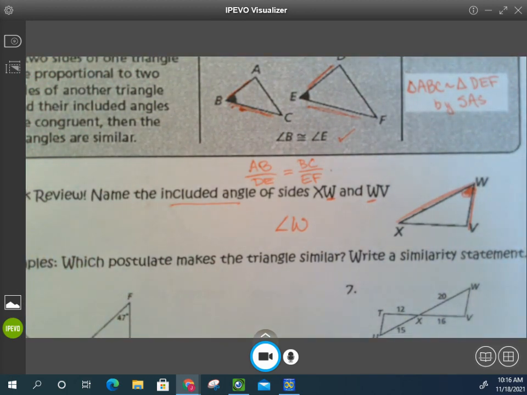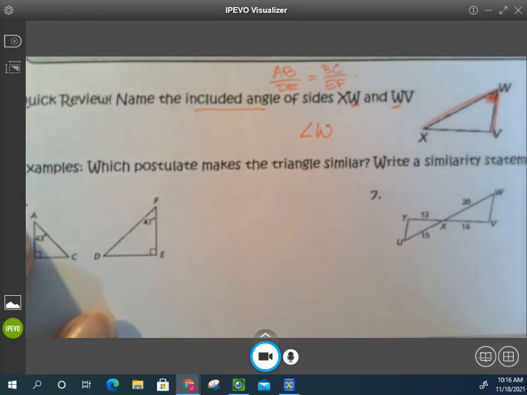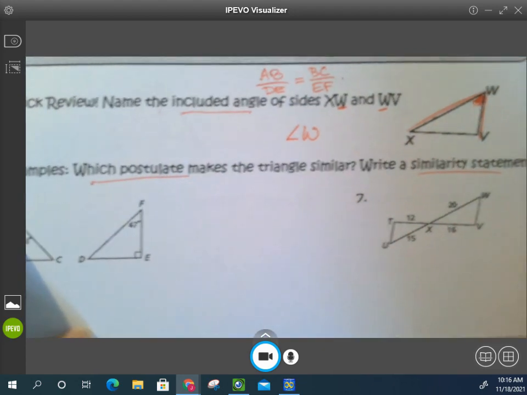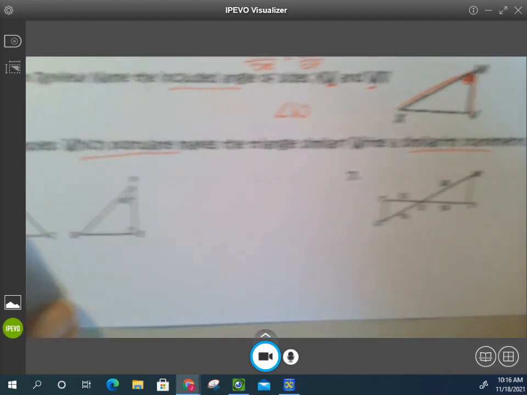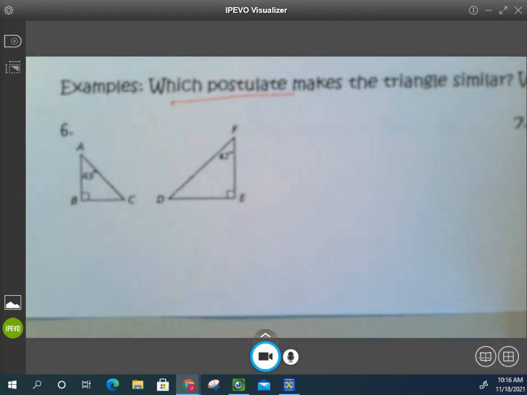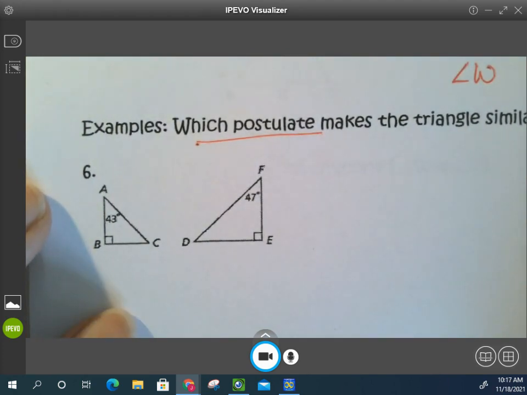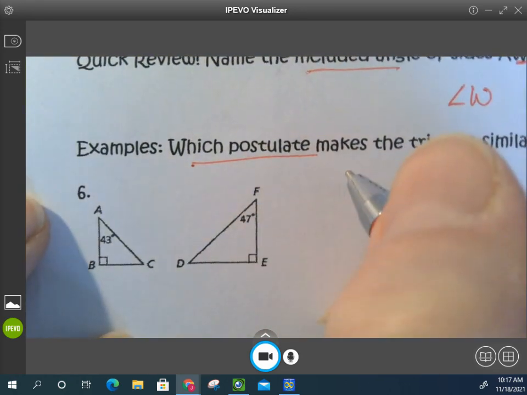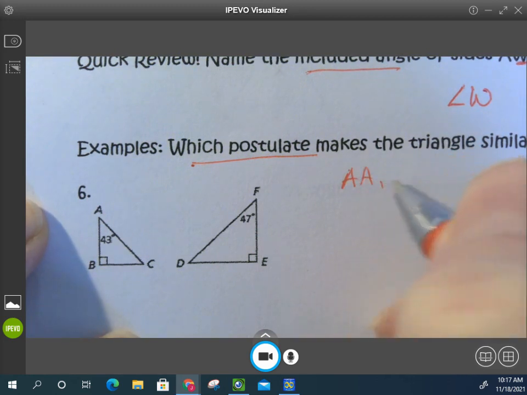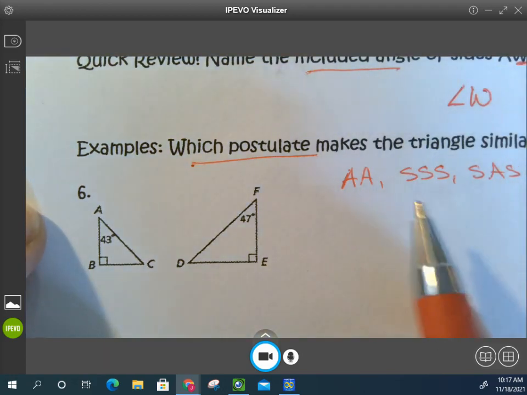Okay, so let's get into practicing, okay? So if you look at the examples and we pay attention to the directions, which postulate makes the triangle similar, and then write the similarity statement, and then you're supposed to show work. Like, we have to prove this. So let me get in here a little tighter and focus. Okay, that's much better. Maybe I should have focused it earlier. So here's what I need to do. I need one of the similarity statements. So guys, we can be using angle, angle, we can use side, side, side, or we can use side, angle, side, okay? Any of these three will work.